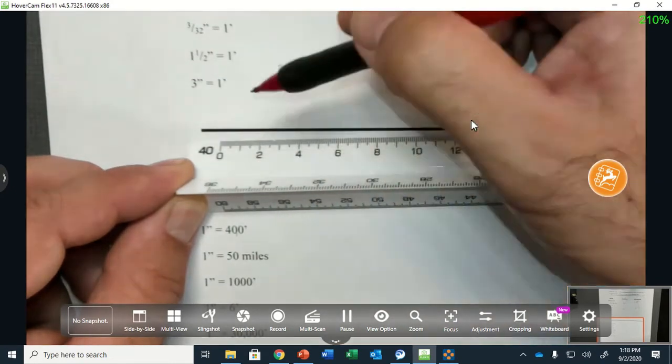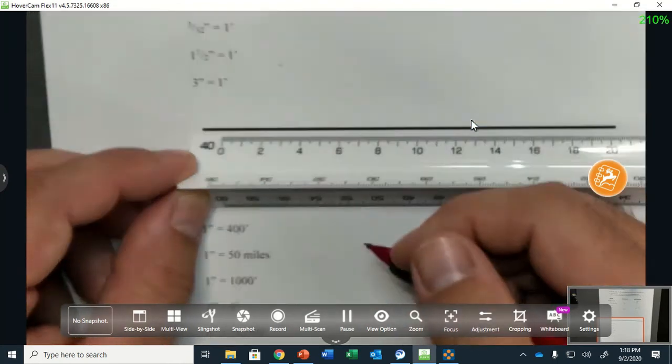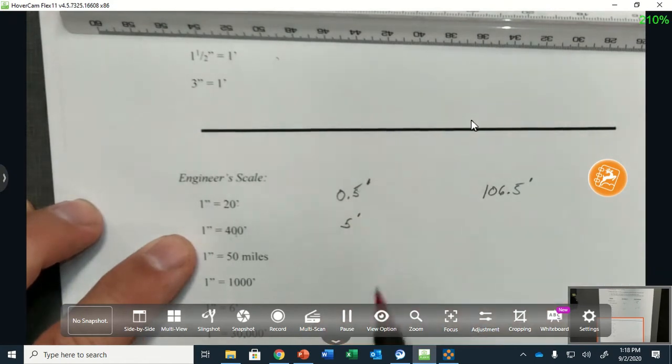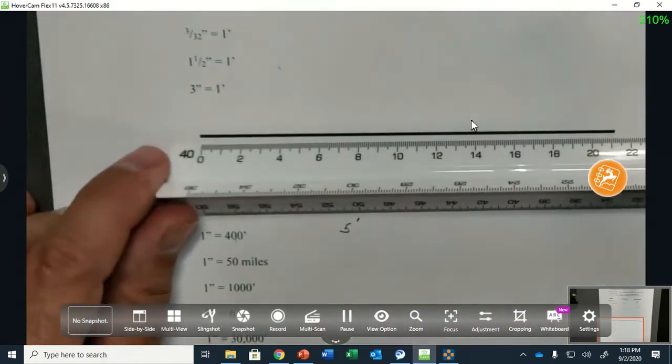So 100 divided by 10. Each tick mark is 10 feet, and half the value of the tick mark is 5 feet. So my answer can only end in 0 or 5 feet. It has to, okay? So now let's measure this line.